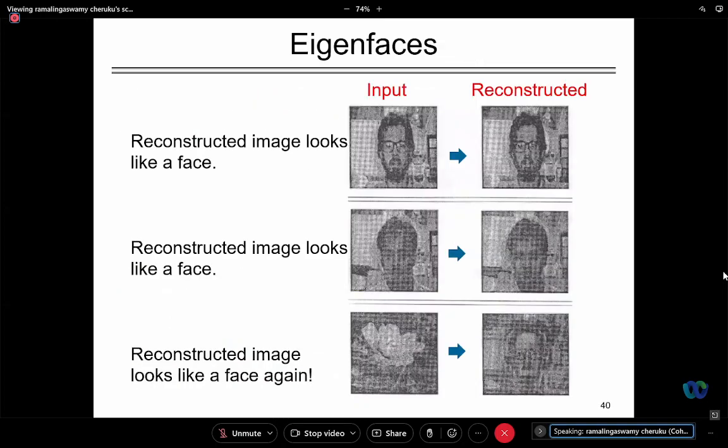Now, how can we represent an image in the form of eigenfaces? Earlier we called them eigenvectors; now the vector is nothing but an image, which is why it is called an eigenface. When you have eigenfaces, you can also reconstruct the image from them. The reconstructed image looks like a face. From this set of eigenfaces you reconstruct the original image.